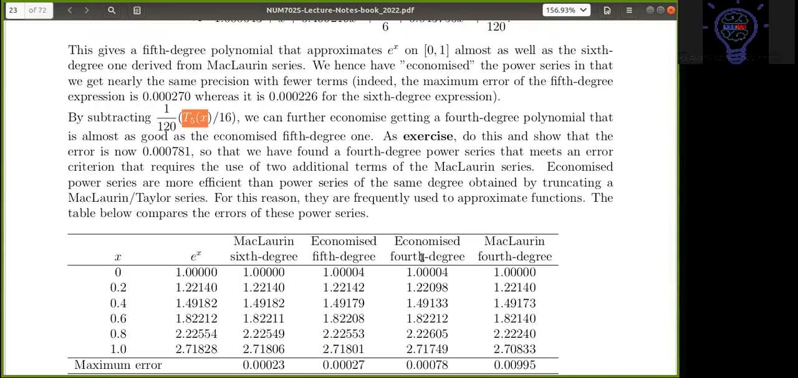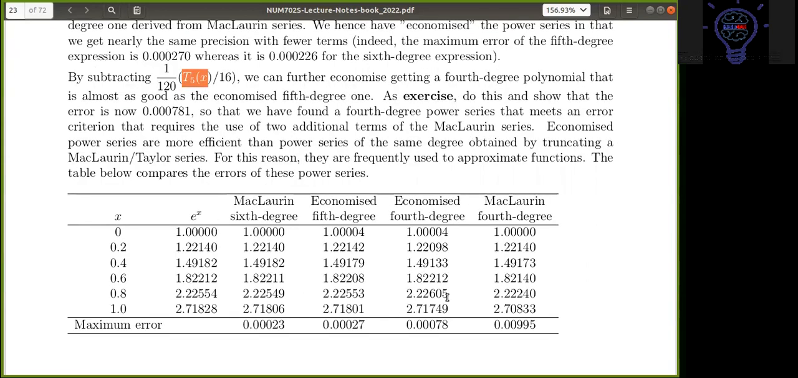And for that fourth degree economized power series, if we compute the maximum error, which I mentioned here to be 0.000781, it is given by this. And how do we compute that maximum error? We compute the infinity norm of exponential x minus the fourth degree polynomial, and similarly for this one. So that's how we compute all these norms. You can see that it is still good enough, 0.000781, even though it is large compared to the fifth degree polynomial.